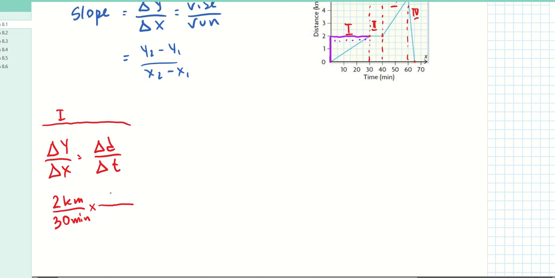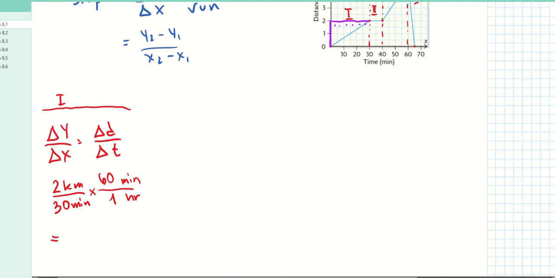So we know that 1 hour has 60 minutes, so minutes has to go on the top, and hours has to go on the bottom. So there are 60 minutes in 1 hour. So that just means we had to multiply our answer by 60 to get the speed in kilometers per hour. So in this case, 60 and 30 is simplified to 2. 2 times 2 is 4. So we get 4 kilometers per hour here.